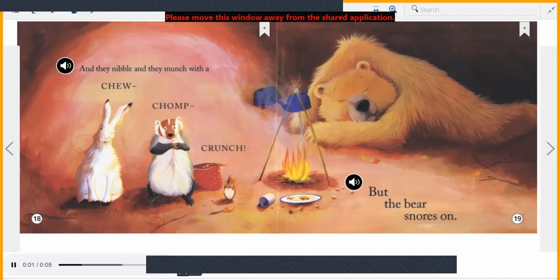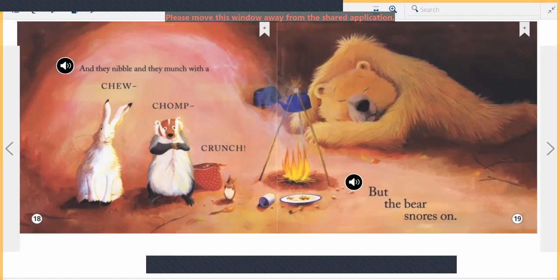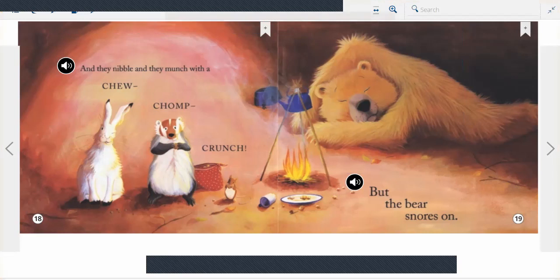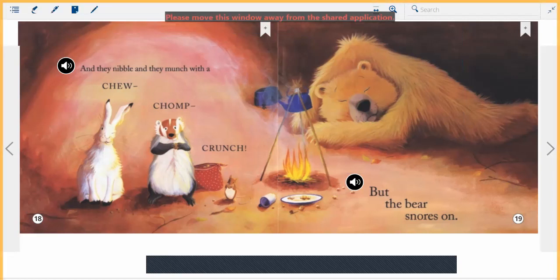And they nibble and they munch with a chew, chomp, crunch. But the bear snores on. So what do you think will happen next? Do you think more animals will come into the cave? Maybe. Why do you think so? Because it's cold outside and the animals want to stay warm.